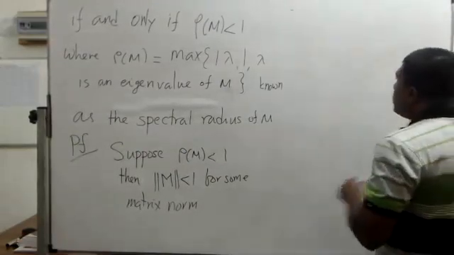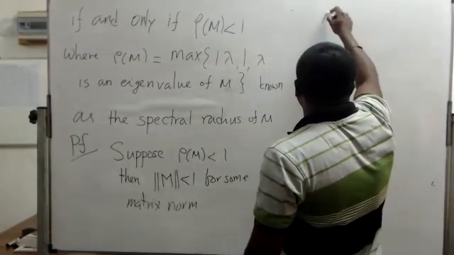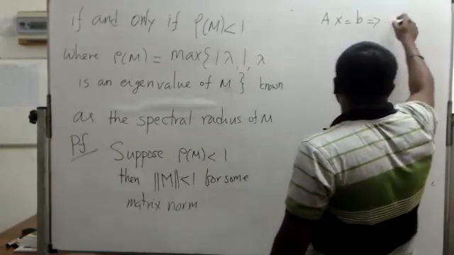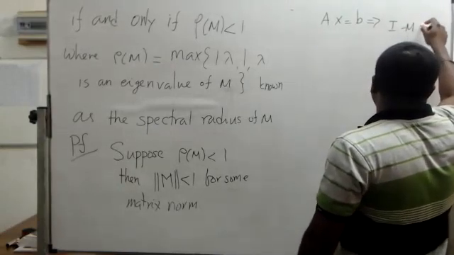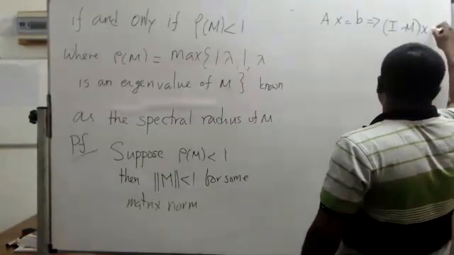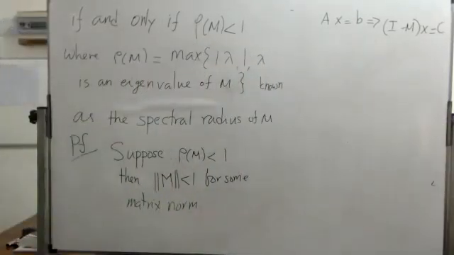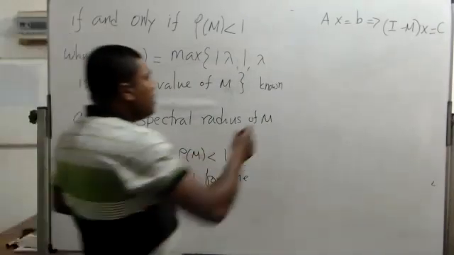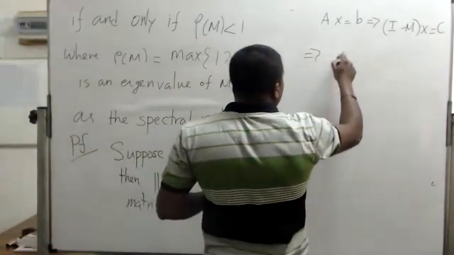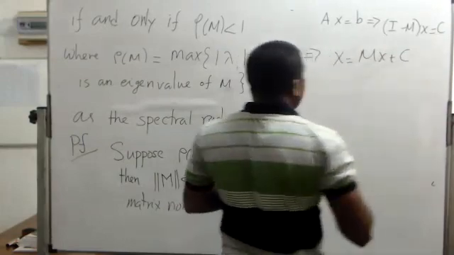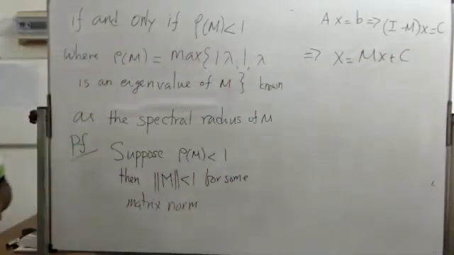Because you know that this is your iteration. First, you know that Ax = b can be written as (I - M)x = c. Right? So that is clear for you. You write Ax = b implies (I - M)x = c. So from this you get x = Mx + c. Right? So that is clear.